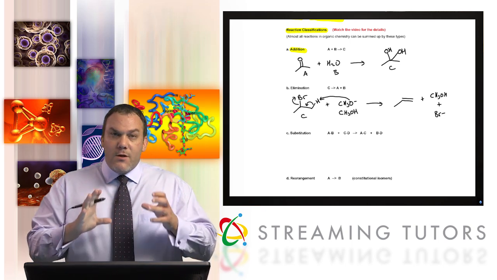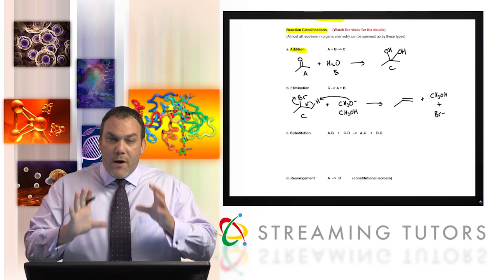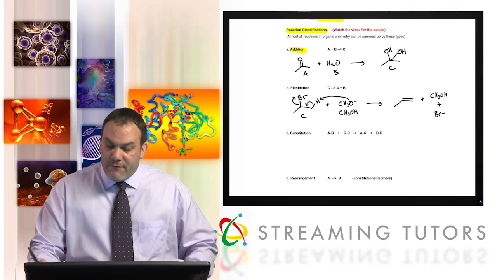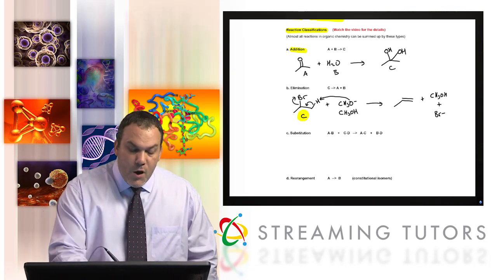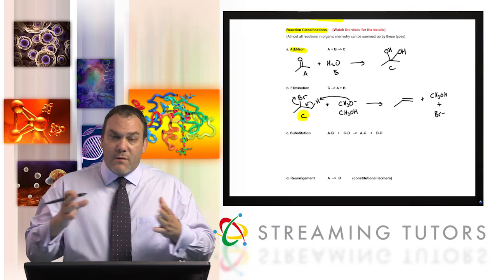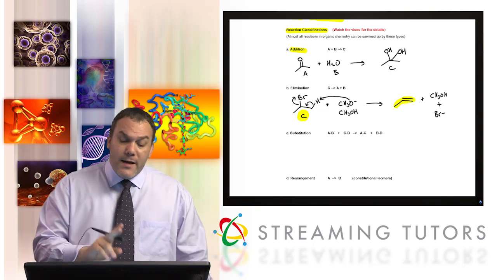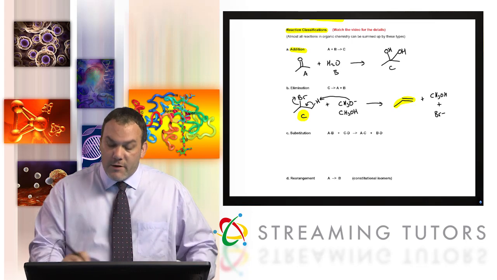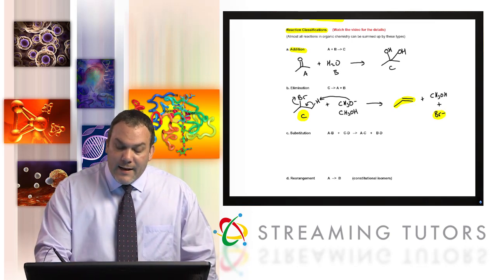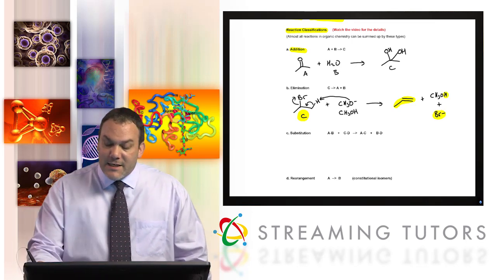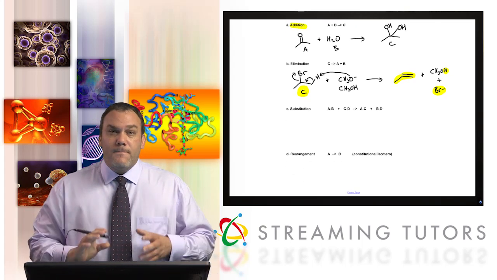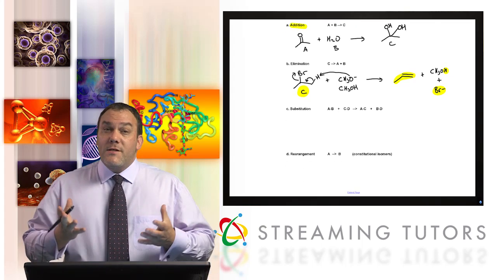This is known as an elimination. From the point of view of C, we've made 2 different things, actually 3. We've made this piece here by eliminating from that starting material a Br and an H. And that's it. That's an example of an elimination. All right, the next one is known as a substitution.